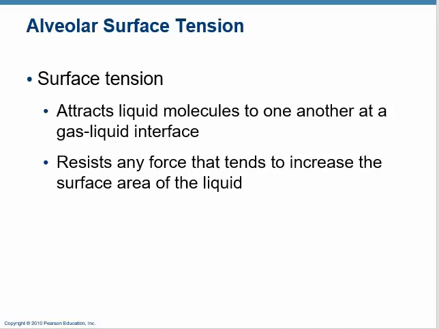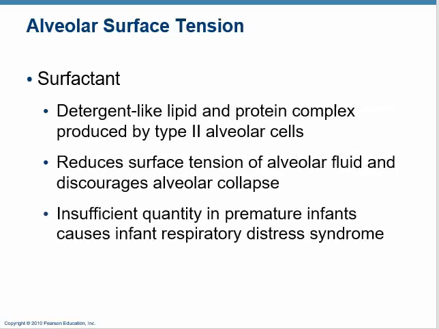So the surface tension is an important thing. So the type 2 cells in the alveoli make a detergent type of secretion called surfactant.